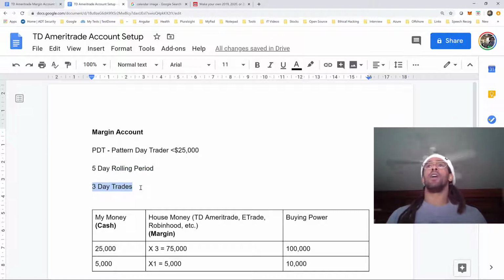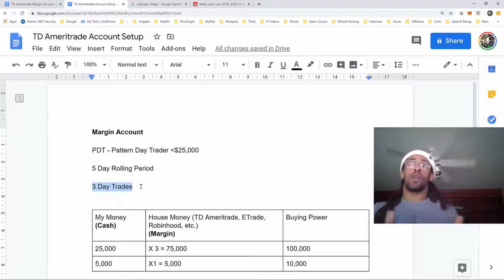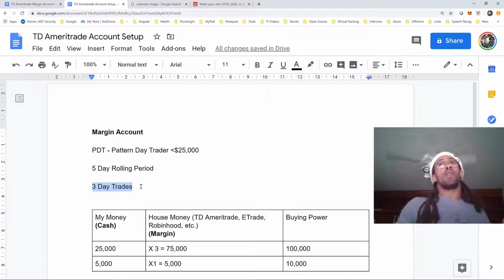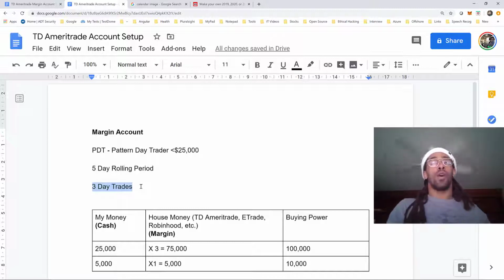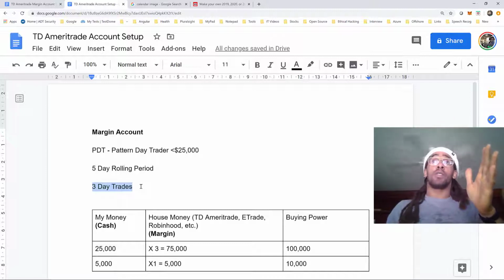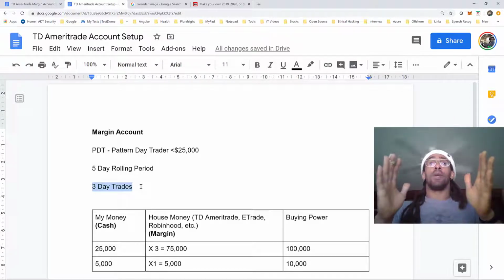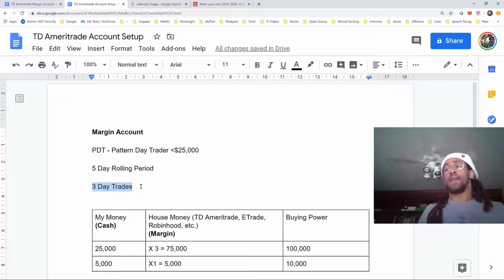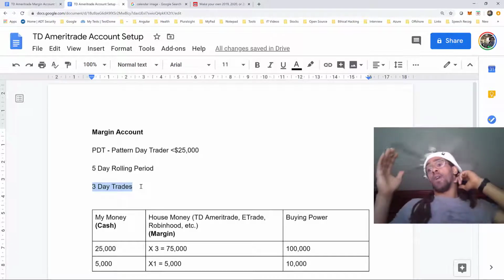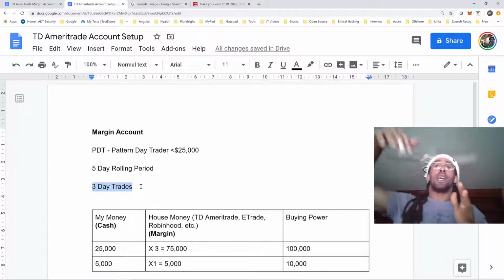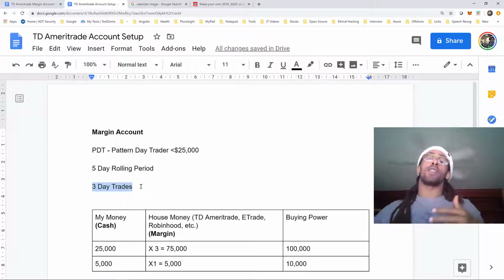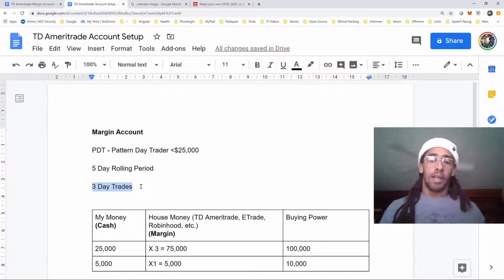But what is a day trade? As you guys know, because you've been watching the lessons, the New York Stock Exchange, which we trade primarily from, is open from 9:30 a.m. Eastern Standard Time until 4 o'clock p.m. Eastern Standard Time. So a day trade is a trade that's opened and closed within what? The same day, right?